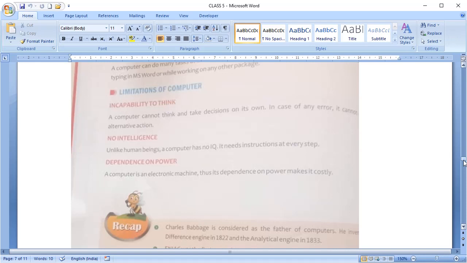Dependence on power. A computer is an electronic device, thus its dependence on power, meaning it needs electricity, makes it a costly device.